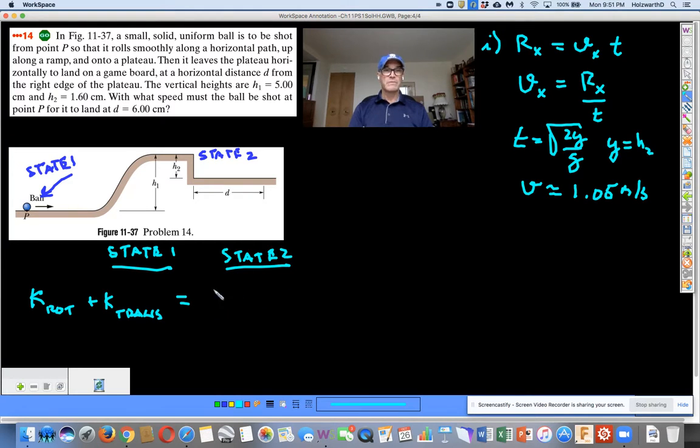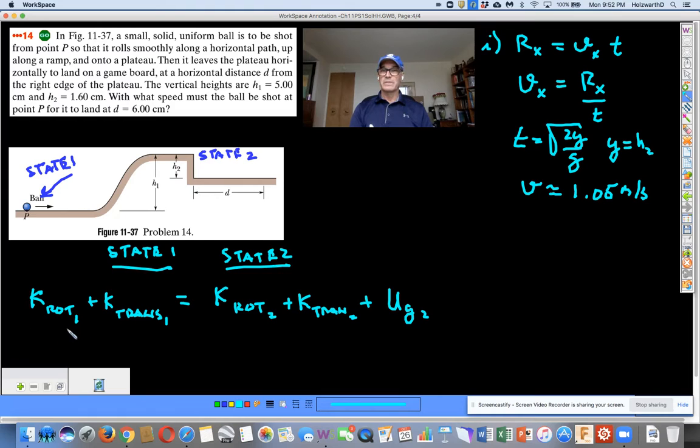At state 2, the ball apparently is still rolling without slipping. So it's got, here, let's subscript those 1. It's going to have kinetic energy of rotation plus kinetic energy of translation. And it's going to be above where it started. So we're going to give it some gravitational potential energy. All right, so that's essentially what you have.